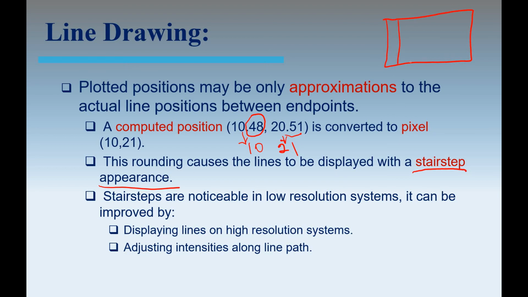Suppose this is your pixel grid, and suppose we want to draw a line. It is very difficult to draw a line with these pixels unless we have a very high resolution. Suppose we want to draw a line here. What we can have is a green pixel here. This is how it will work. Now what we see here is a stair step like structure.